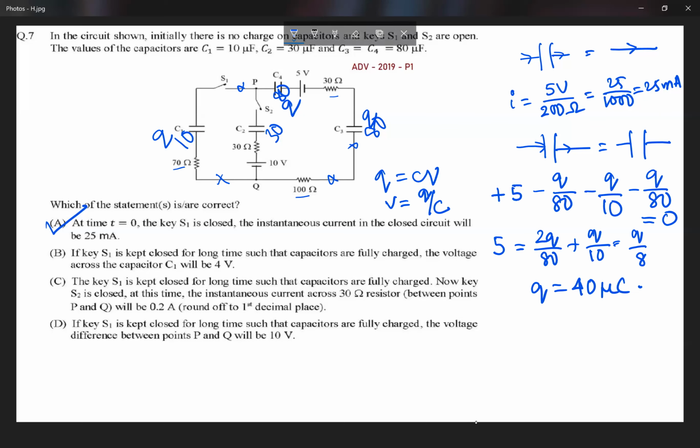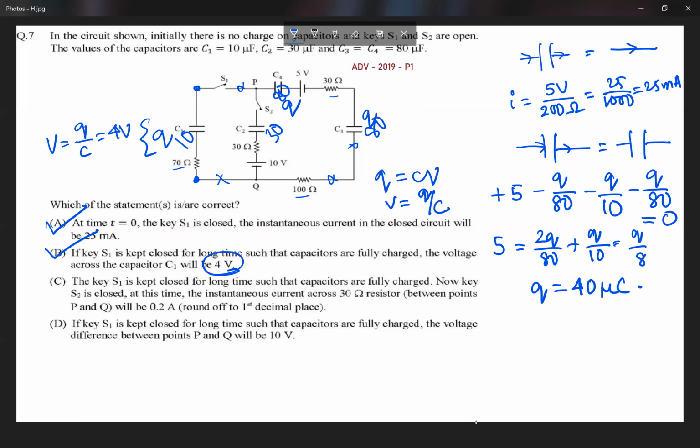If Q is equal to 40, then in this capacitor the voltage will be equal to Q by C, which is equal to 4 volts. So this voltage will be the same voltage across these 2 points, P and Q, or any of the top and bottom part of the circuit. So it says that the voltage across the capacitor will be 4 volts.